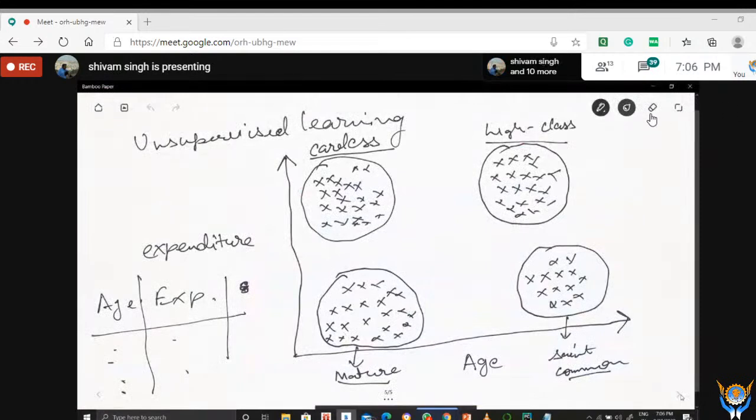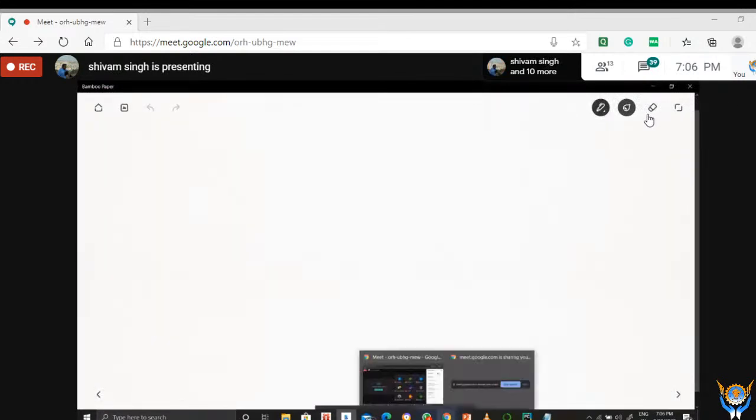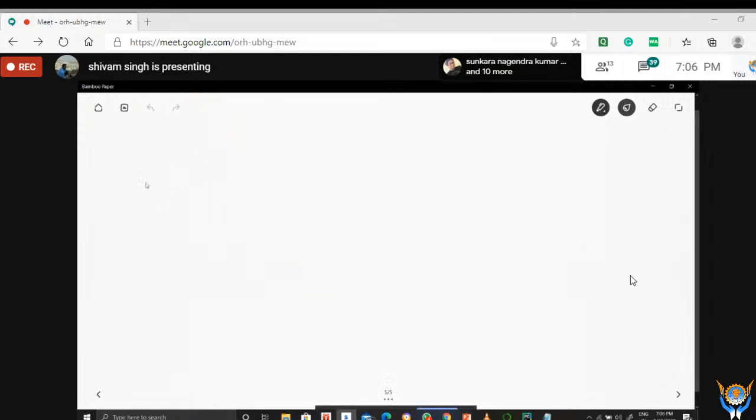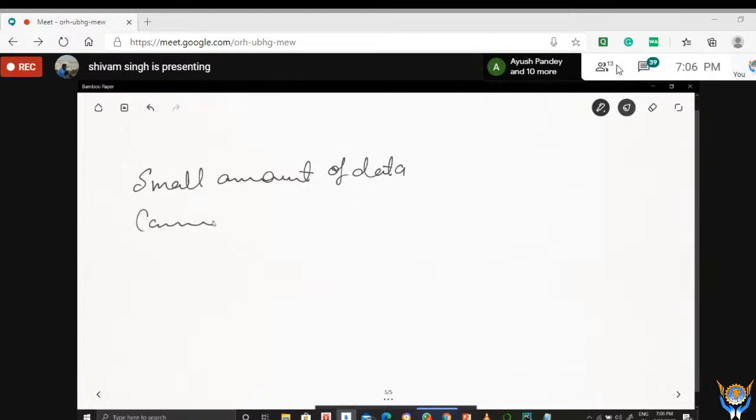Basically, the problem with machine learning is that machine learning is good when you have a small amount of data. Machine learning cannot handle a huge amount of data. This is the very first issue with machine learning. Deep learning can handle any amount of data. So this is the first thing which is improved in deep learning.